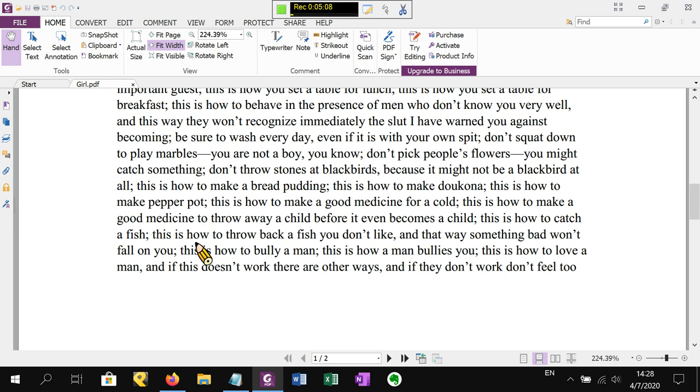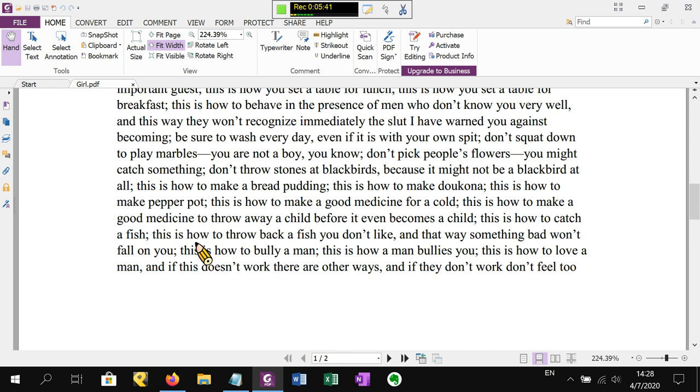So it seems to be saying, if you catch and kill a fish, even if you don't want it, that seems to be a crime against nature. And so if you commit crimes against nature, nature will find ways to take revenge on you. The next one is also kind of funny. This is how to bully a man. This is how a man bullies you. There's a back and forth, kind of slapstick imagery here. But if you think about it, it is pretty important.